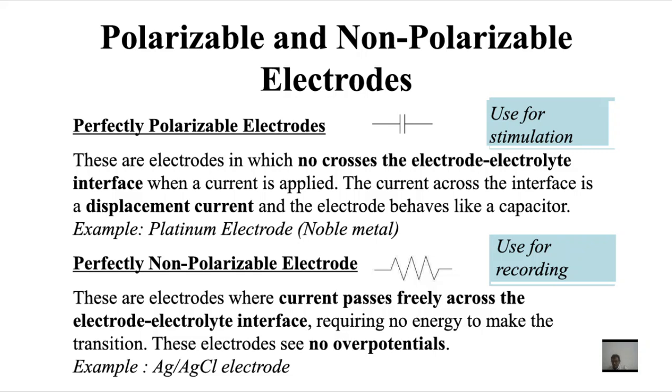Okay, very simply, the perfectly polarized electrode is used for stimulation purposes, and the perfectly non-polarized electrode is used for recording the biosignals. So this is the polarization in electrode, polarizable and non-polarizable electrode. What is a perfectly polarized electrode and what is a perfectly non-polarized electrode?